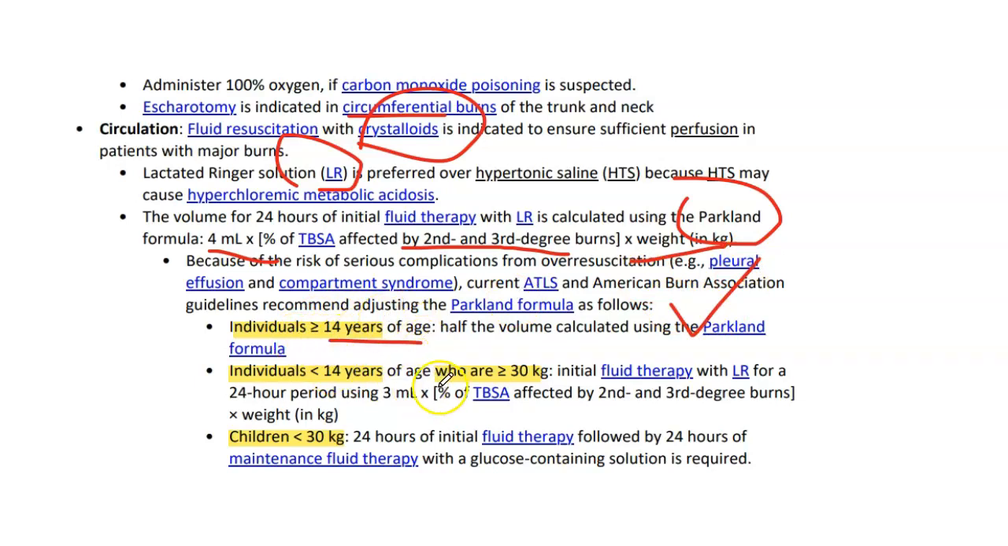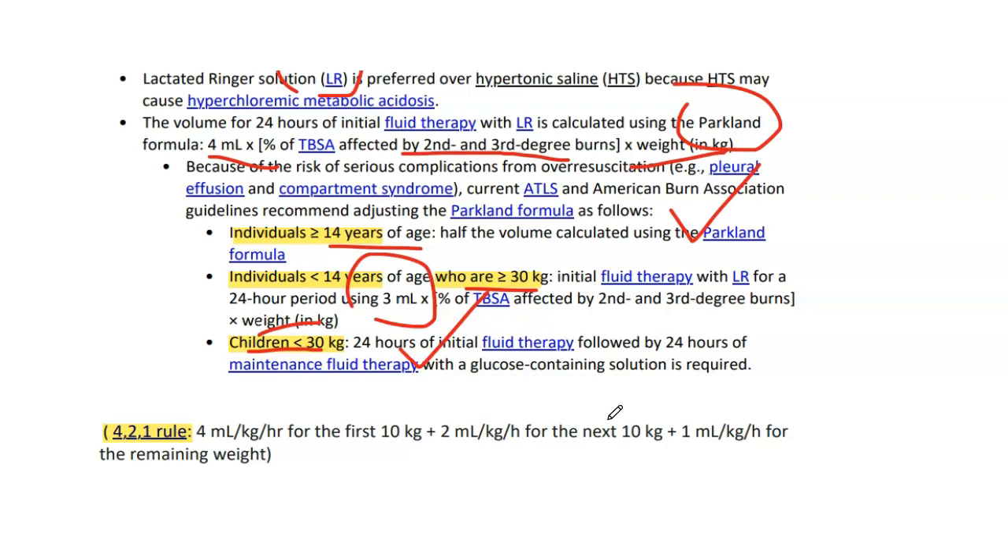For individuals less than 14 years of age having weight greater than 30 kg, the formula is 3 ml multiplied by total body surface area affected by second and third degree burn multiplied by weight in kg. So instead of 4 ml, 3 ml is used. For children having less than 30 kg of weight, the 24-hour initial fluid should be followed by 24 hours of maintenance fluid therapy with a glucose containing solution.